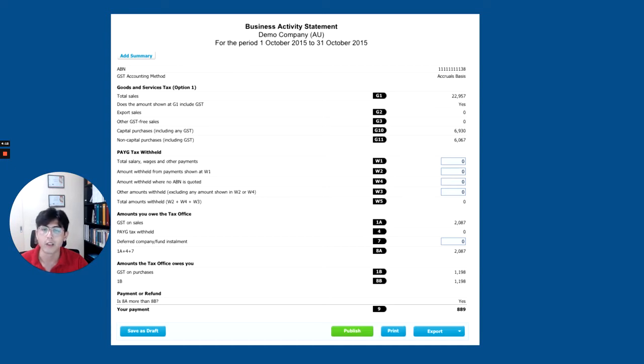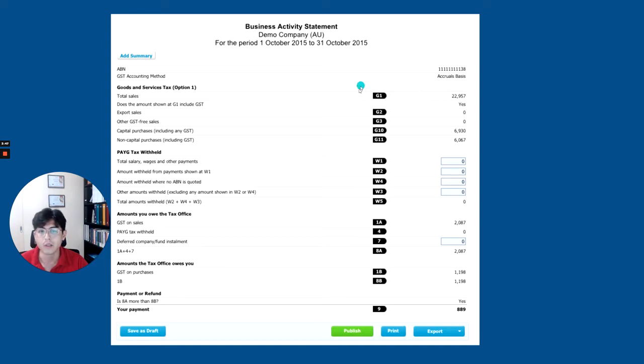So let's say, for example, sales. If it was on an accruals basis, then you would have to report on the BAS when you raise the invoice. But if it was on a cash basis, you don't report it until the cash is received. So we often see a lot of small businesses opt for cash basis because a lot of the time they receive payment after the service has been rendered.